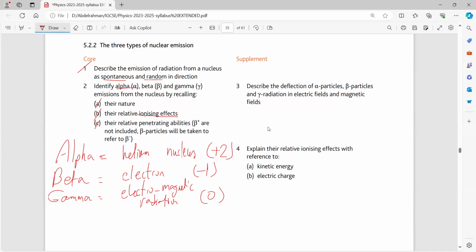If we want to talk about the penetrating abilities, the alpha is the weakest. Then comes the beta, then comes the gamma. The alpha can be stopped by a thin sheet of paper.